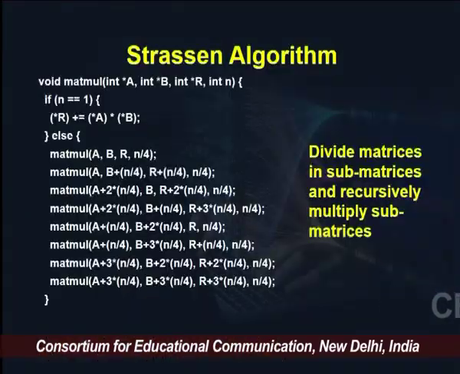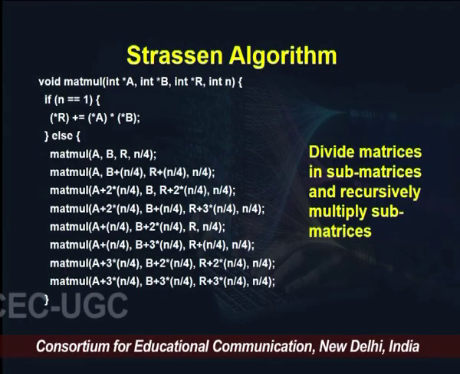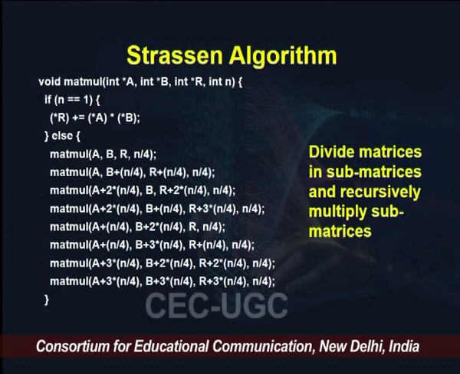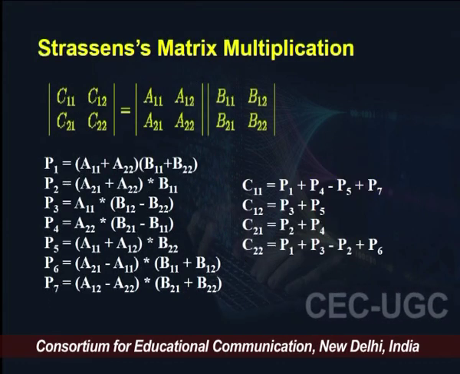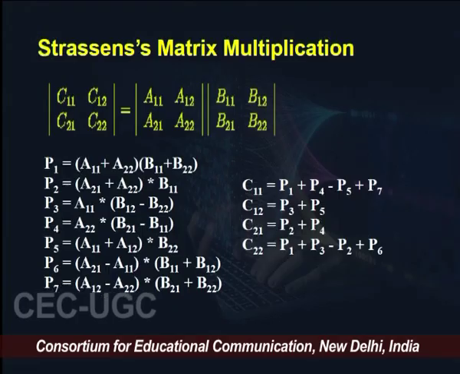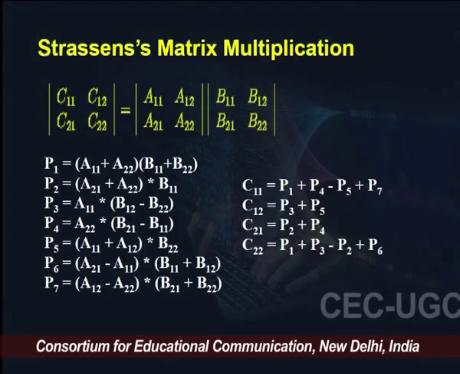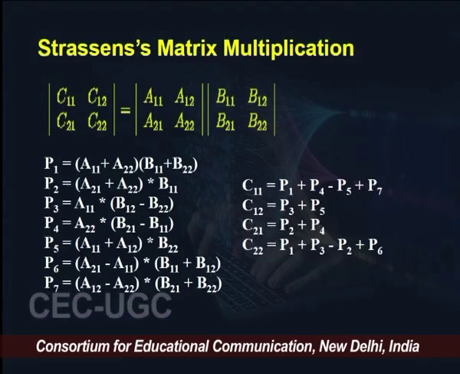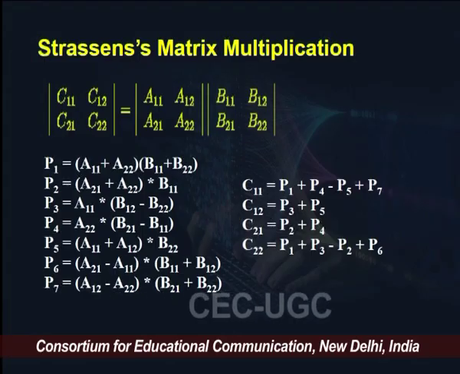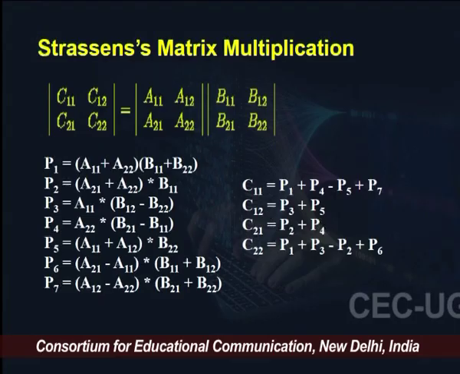So, the bottom line is we have divided the matrices into sub matrices, and we are recursively multiplying these sub matrices in order to find all these P1 to P7 values, which are further being used in the calculation of the final resultant matrix, which is C. So, we have seen the formula, and a short pseudocode also. Let us see an example.